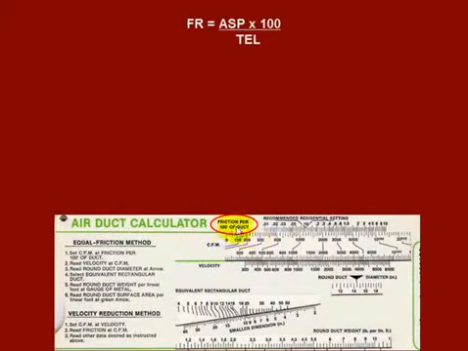Now, I started talking about friction rate. Friction rate is a rate per 100 feet of duct. Okay? All duct calculators are based on that, 100 feet of duct. If you have 200 feet of duct or equivalent feet of duct, that friction rate changes. Okay? This is per 100 feet. Static pressure is a term that applies to reading a pressure.